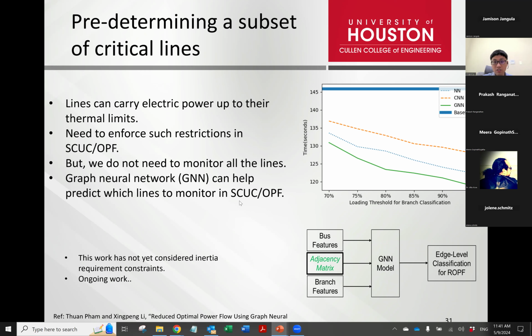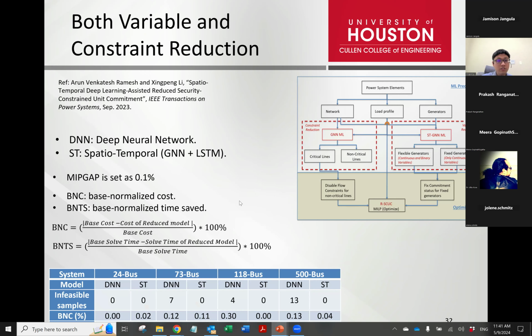Yeah, we tried some different machine learning models. Graph neural network outperformed the other two. Again, this work also hadn't considered the inertia requirements. But our ongoing work is to apply it on the inertia constraint unit commitment problem for day-ahead scheduling. We are also trying to apply the same strategy for real-time generation redispatch applications.